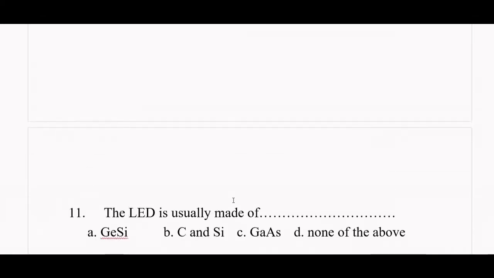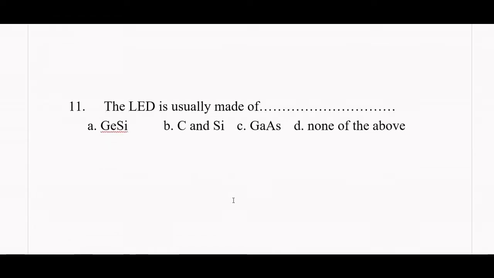Now moving on to question number 11. The LED is usually made up of dash. So these are the options. The answer is C, that is gallium arsenide. So the LED is usually made up of gallium arsenide. So C is the correct answer.